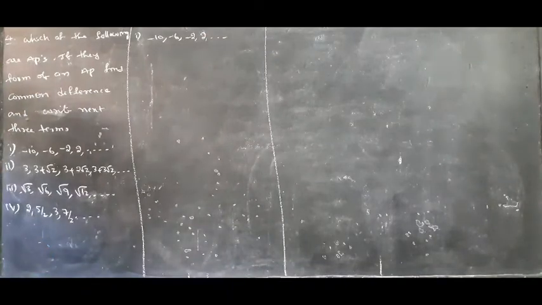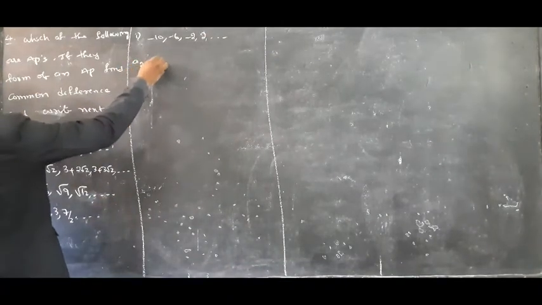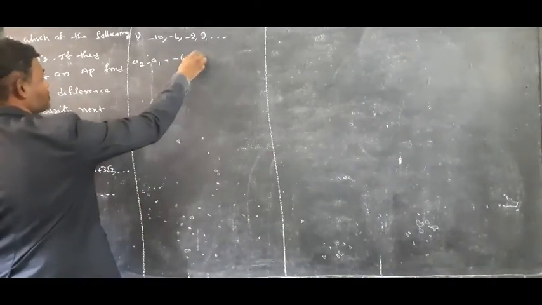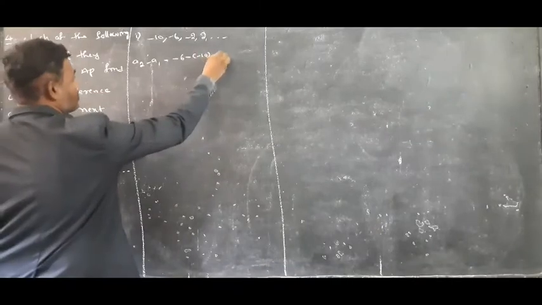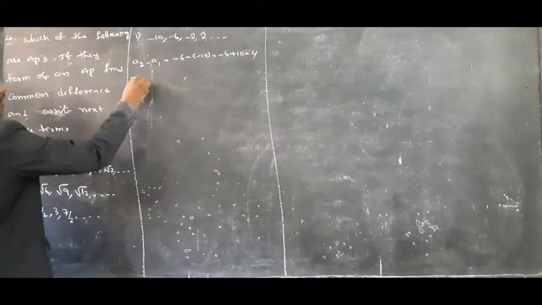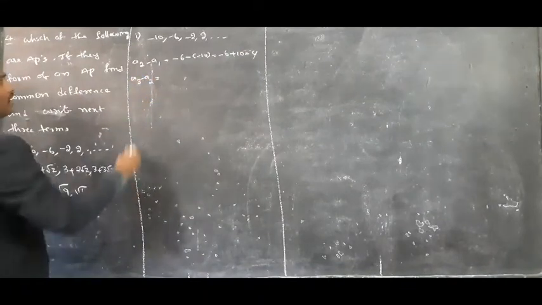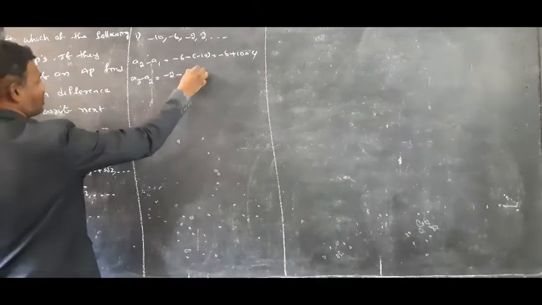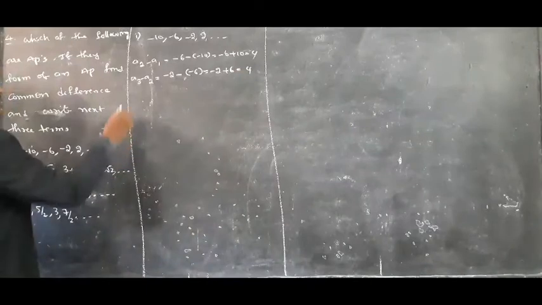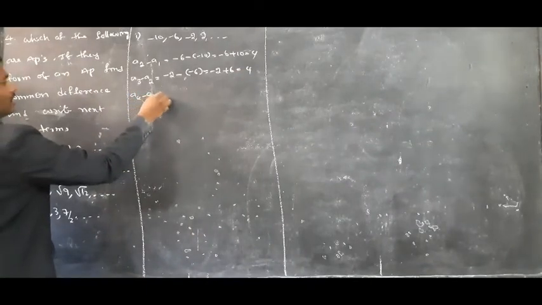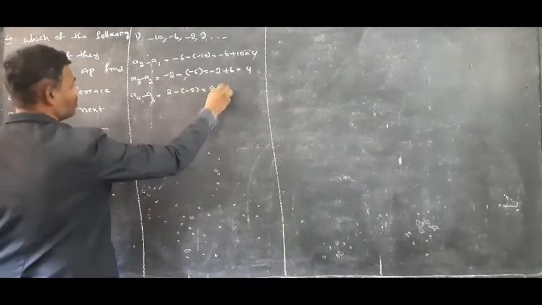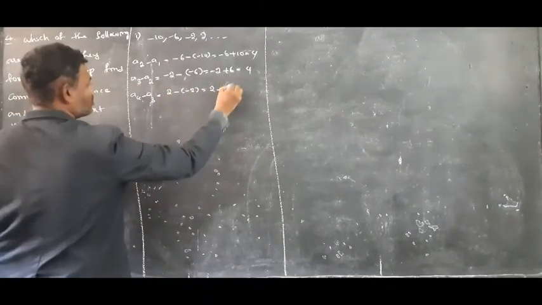Yesterday I told you, first you have to check A2 minus A1. A2 means second term minus first term. What about the second term? Minus 6 minus of minus 10 is equal to minus 6 plus 10, which is equal to 4. Then A3 minus A2: minus 2 minus of minus 6 is equal to minus 2 plus 6, which is equal to 4. Then A4 minus A3: what about the fourth term? 2 minus of minus 2 is equal to 2 plus 2.